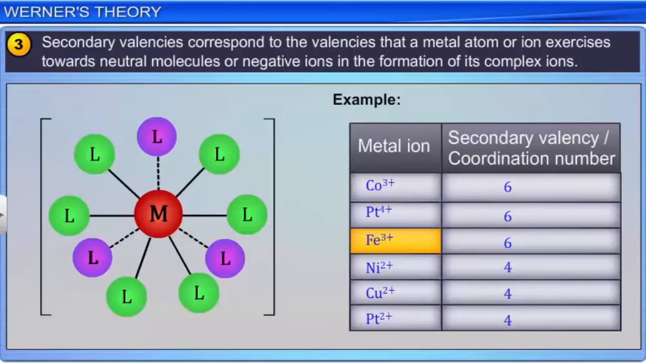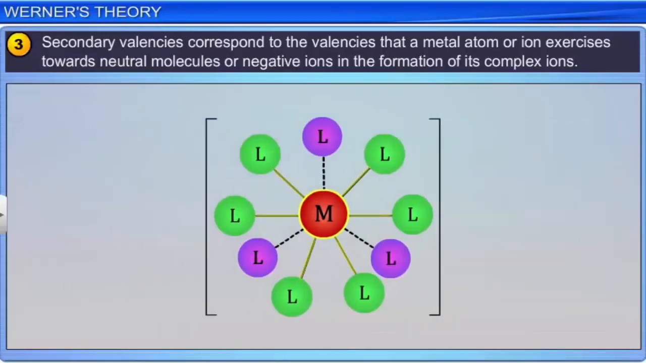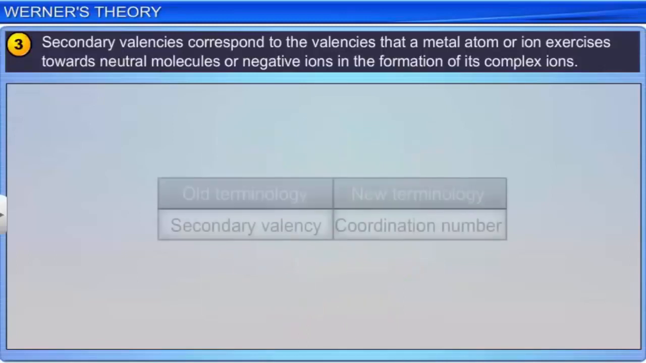Secondary valencies are non-ionizable. They are satisfied by neutral molecules or negative ions. The secondary valency is equal to the coordination number of the metal. For example, in the complex CoCl3·6NH3, the 3 chlorides are held by primary valencies and the 6 ammonia ligands are held by secondary valencies.